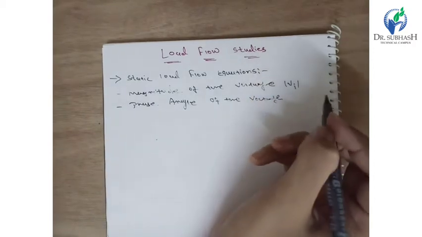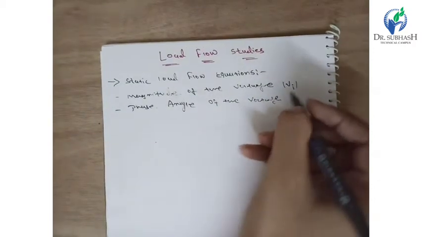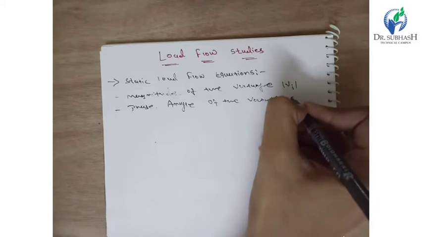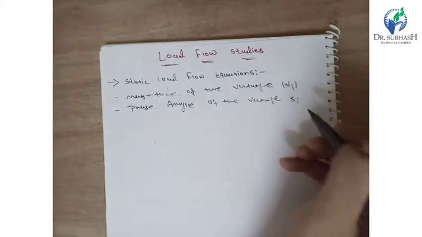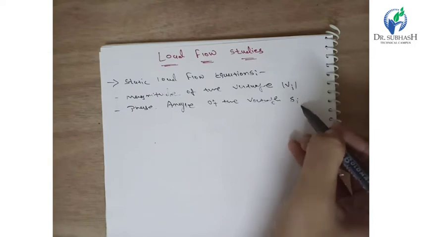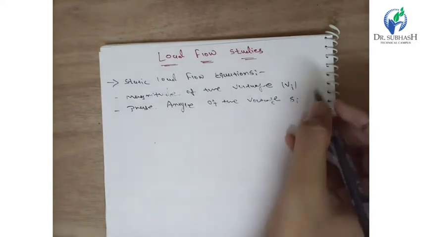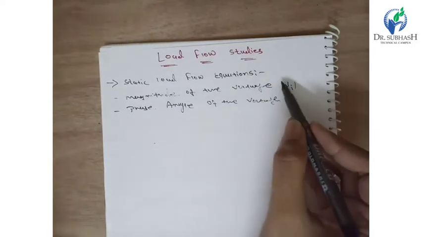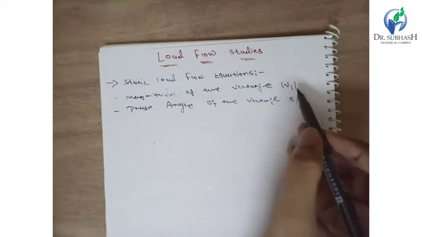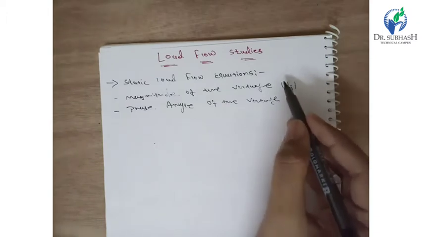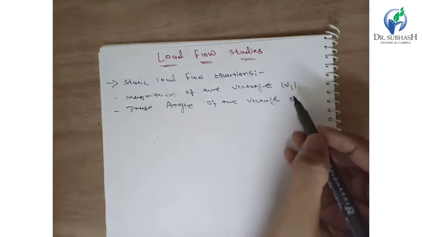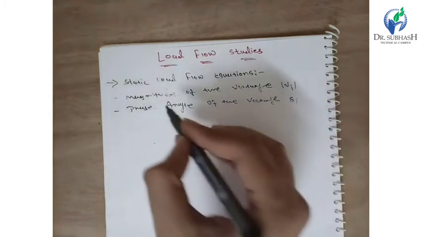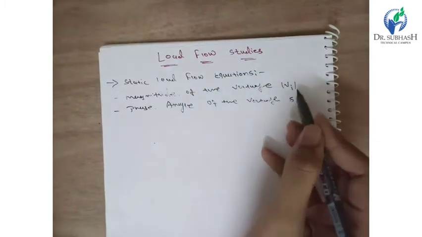For the phase angle we should write here the symbol delta I. We should consider the parameters delta I and V I. The angle can be positive or negative, so we should write both. But the magnitude of the voltage is always a positive value.